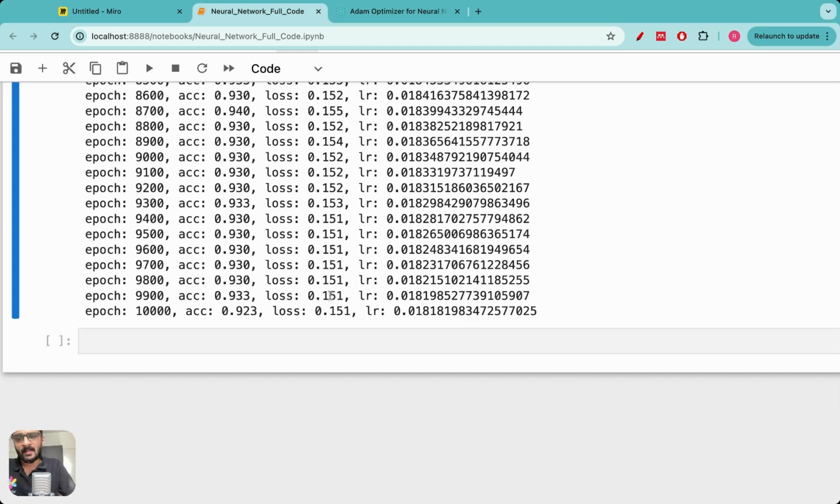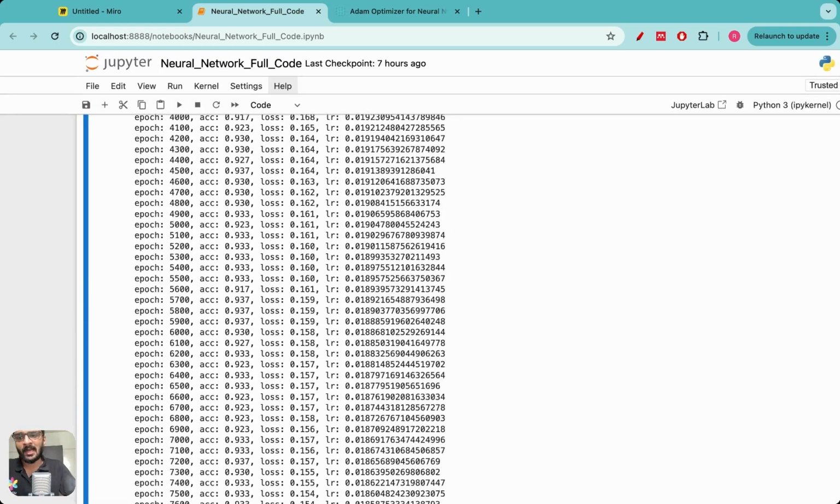This is amazing. We have got an accuracy of almost 93% for a data set of 100 samples, and the loss has decreased to 0.151. This clearly means that our neural network is working very, very well.